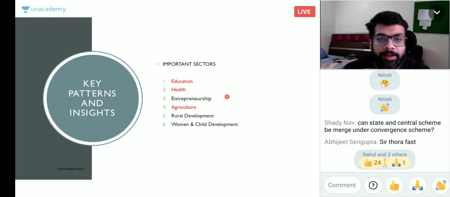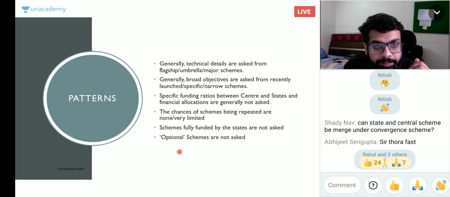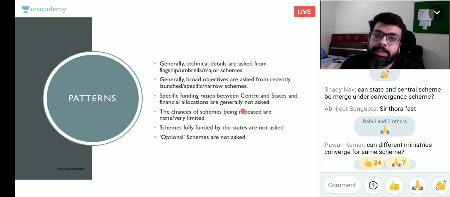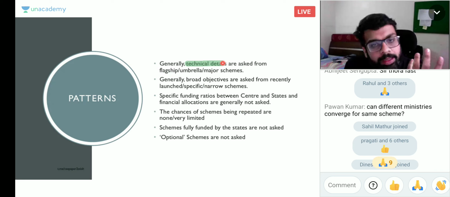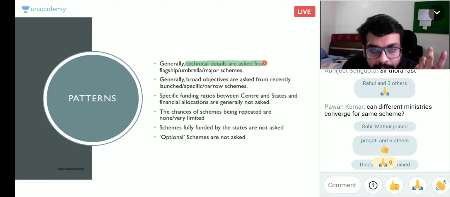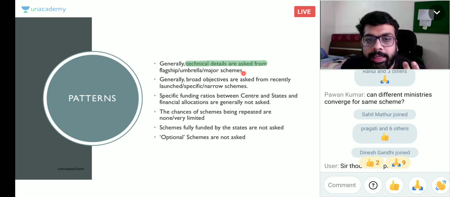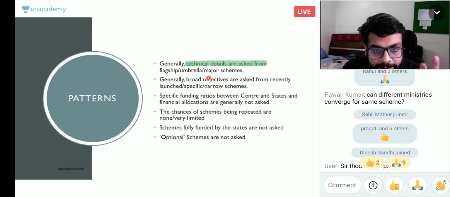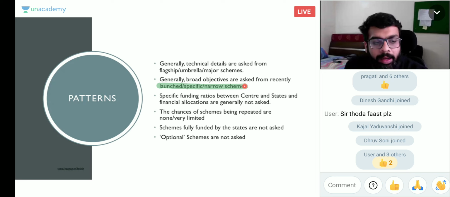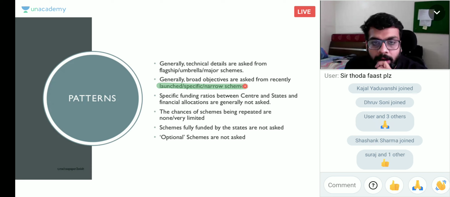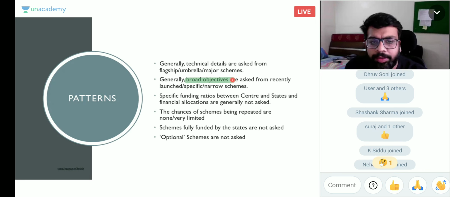We really think if there has to be a scheme, it will be from one of these six sectors because of multiple reasons. These are broad patterns that you need to know. First, if it is a flagship umbrella or a larger scheme, like a big scheme, technical details could be asked, such as how many days of work under MGNREGA, or what is the entitlement for EWS under RTE. But if it is a recently launched scheme, a very specific scheme, let us say giving electricity to households or giving LPG connections to households, then broadly what is the scheme trying to do is what is needed.